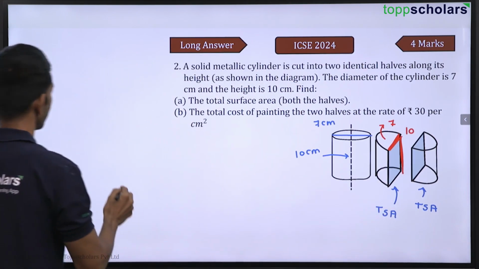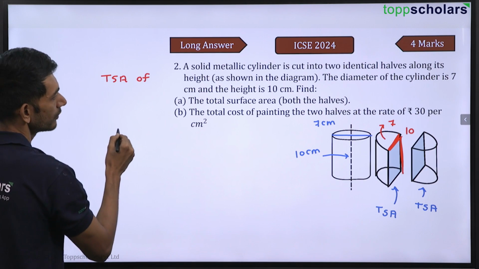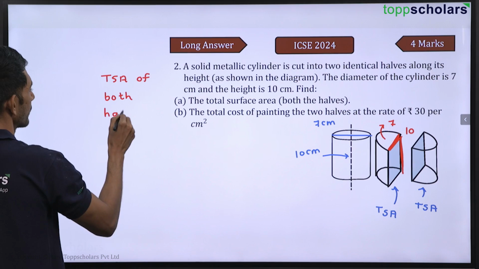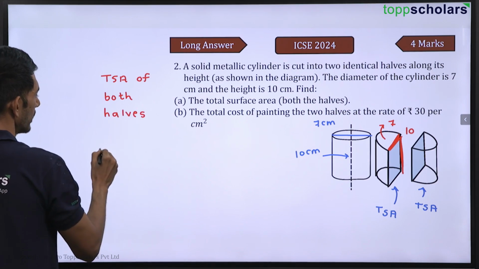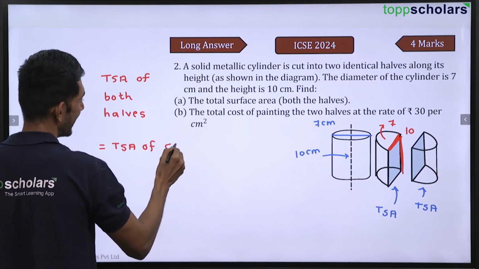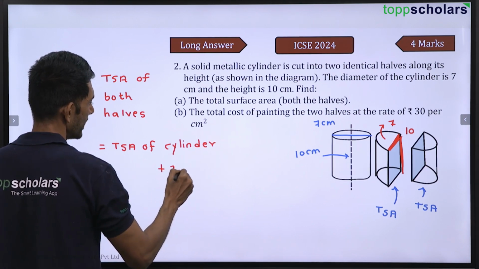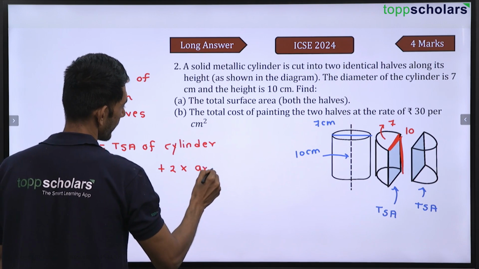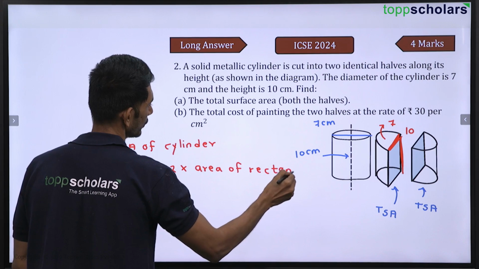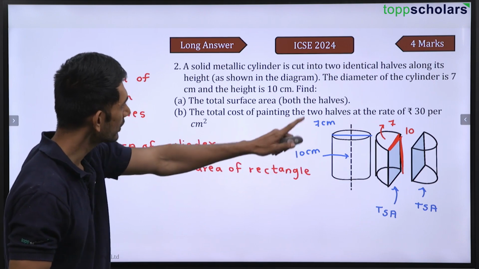So can I say the total surface area of both halves will be equal to the total surface area of the cylinder, the entire cylinder, plus 2 multiplied by the area of the rectangle. So this was the hint. Once you get this, you can easily solve this problem. So let's focus on the values now.